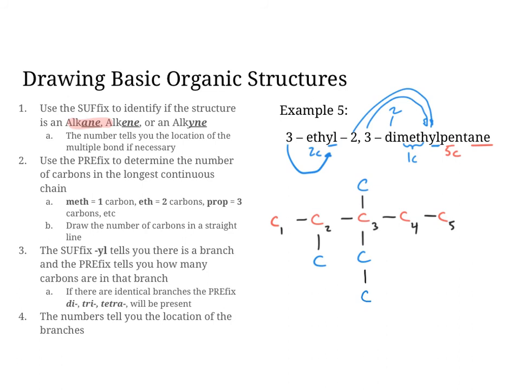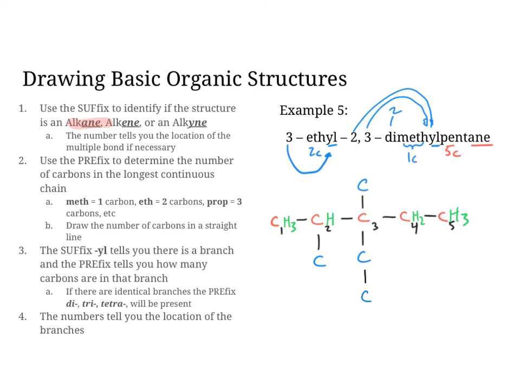And now we're going to go back and we're going to add hydrogens so that every carbon is participating in 4 bonds. So carbon number 1 has 1 single bond, so it needs to have 3 hydrogens. Carbon number 2 is in 3 bonds, so it only needs 1 hydrogen. Carbon number 3 already has 4 bonds, so we're good. Carbon number 4 has 2 bonds, so it's going to need 2 hydrogens. And carbon number 5 has 1 bond, so it's going to need 3 hydrogens.